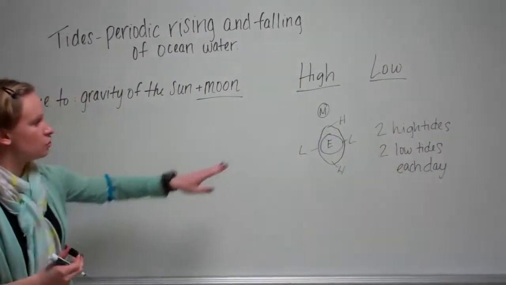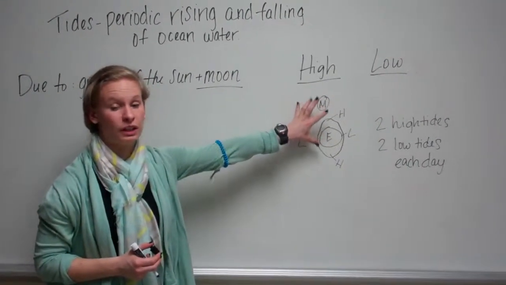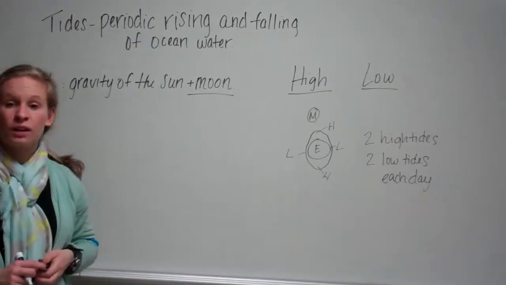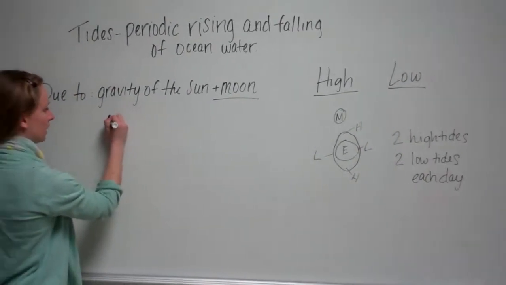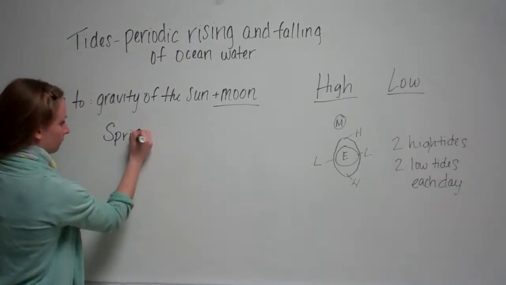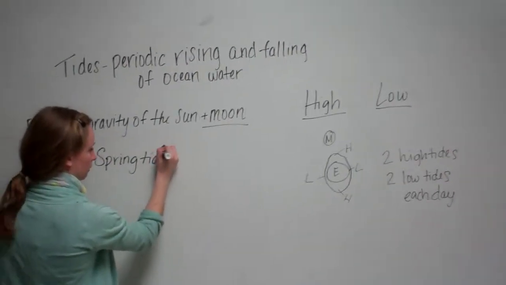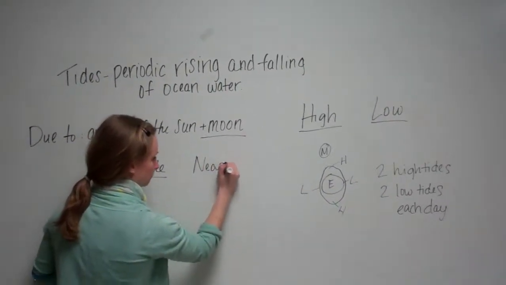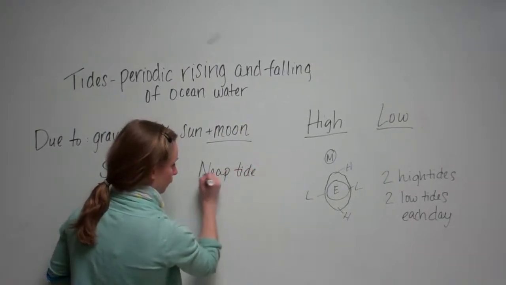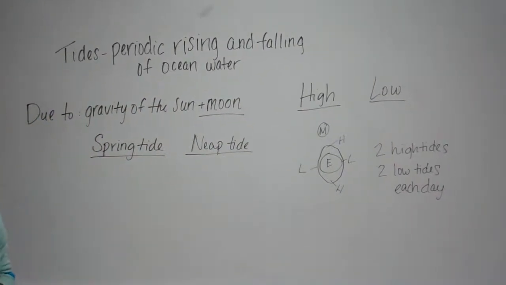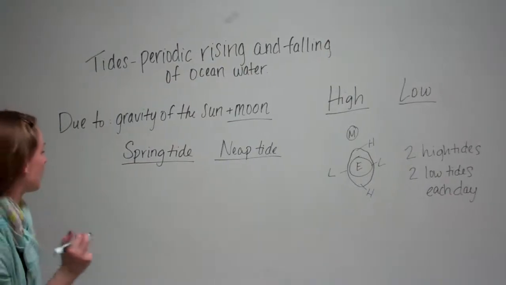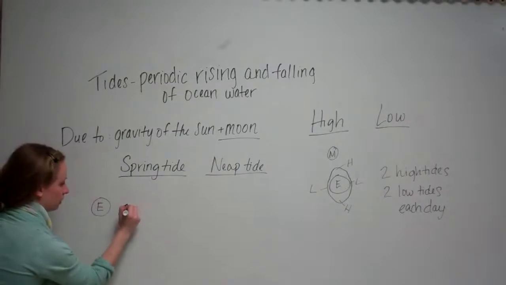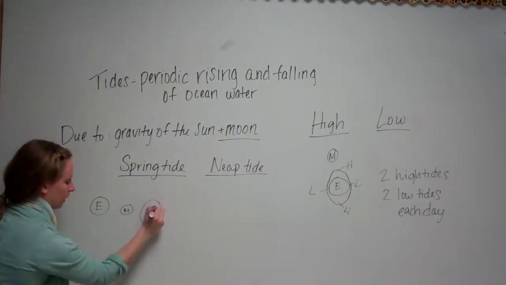Okay, and so this is specifically talking about just when we're looking at the moon's involvement. But when we start involving the sun's gravitational pull in this too, we get something called our spring tide and our neap tide. And so our spring tide is when we have the direct alignment of the moon and the sun. So we have our friend the Earth, we have the moon, and then we have the sun.